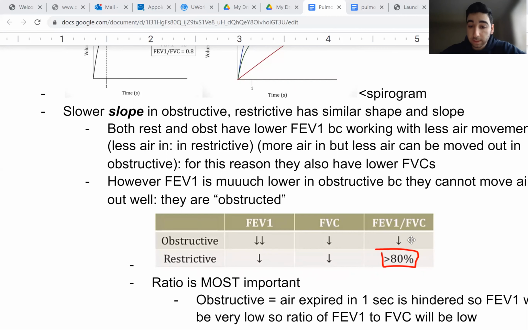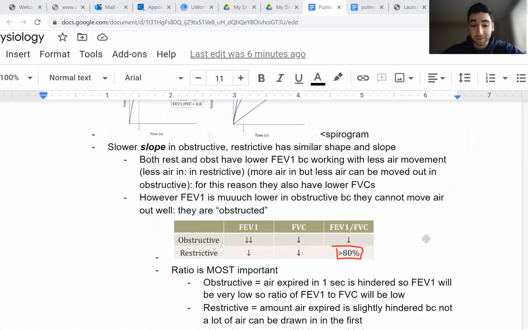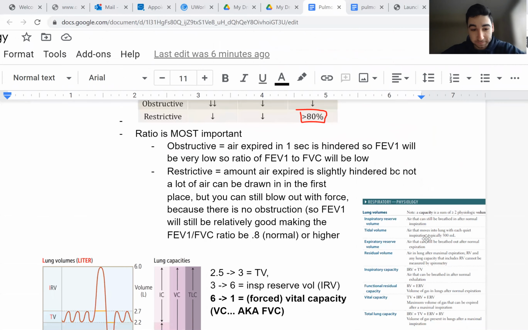So in obstructive diseases, this is not the case. The FEV1 will be decreased because they cannot expire as quickly. Okay. So now that we got through that part, let's go on to another graph.